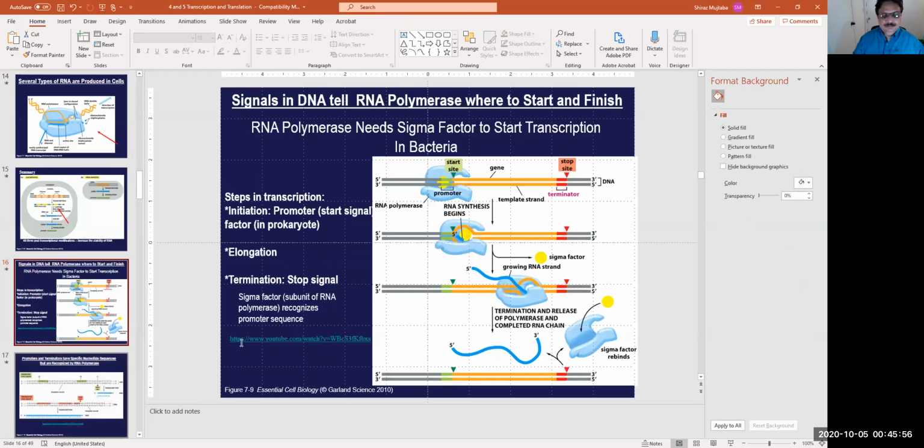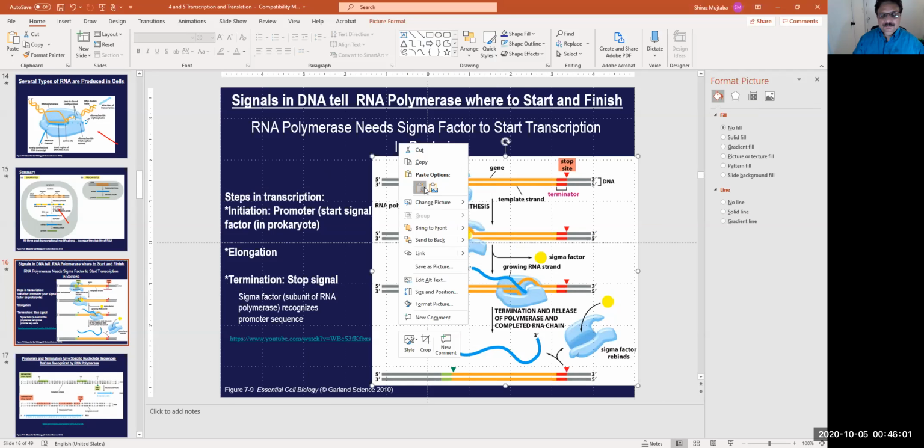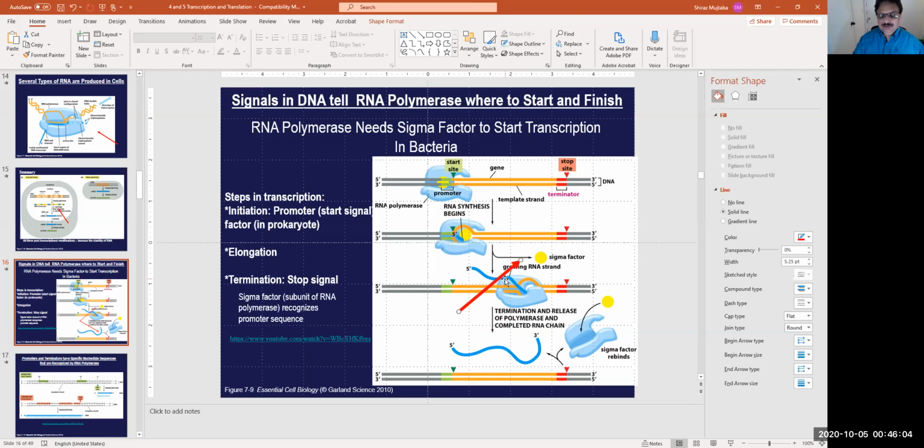Now let's go deeper into transcription. And what do I mean by deep? We are going into the interplay between the RNA polymerase and the DNA for synthesis of RNA. And this is in the bacterial system. Now this is a double-stranded DNA in bacteria. This RNA polymerase, to start transcription, has to bind to a unique site.